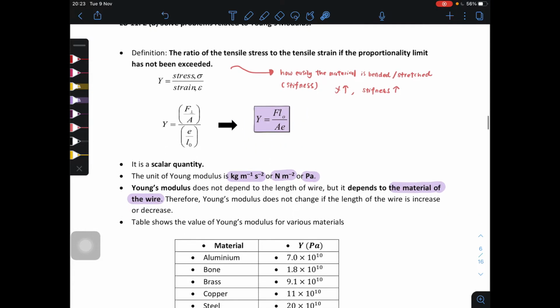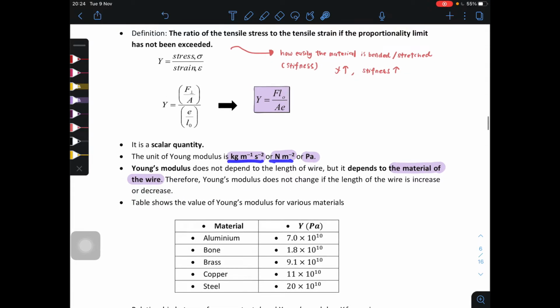So Young's modulus is a scalar quantity, and the unit for the Young's modulus is kg meter per second square, Newton per meter, or Pascal. But usually we are given the value in terms of Pascal. Okay, selalunya lah dalam soalan kita gunakan unit Pascal. Okay, tetapi kalau menggunakan these two unit pun boleh.